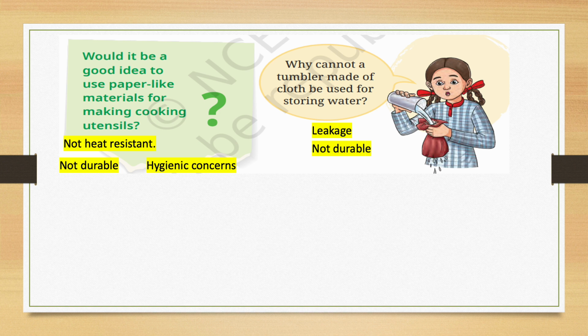Then, they are not durable. Cloth is not durable enough to withstand the weight of water, especially when full. It can easily tear or rip. Also, the cloth can absorb bacteria and other contaminants from water, making it unsafe for consumption. So, for these reasons, materials like stainless steel, glass or plastic are commonly used to make tumblers as they are durable, non-porous and can effectively maintain the temperature of the liquid.